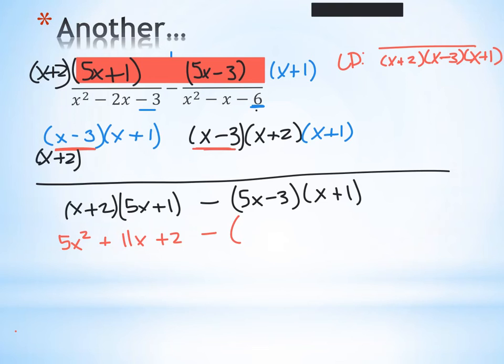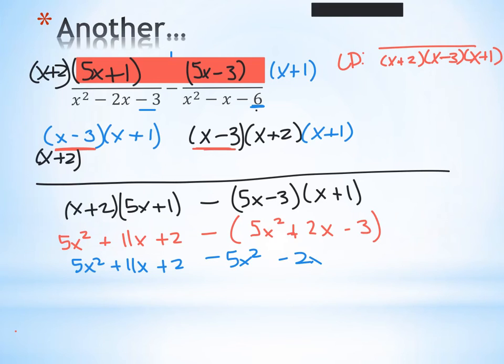Now remember, because I'm subtracting, I'm going to have to distribute that subtraction. So that's going to give me 5x squared plus 2x plus 5, and then minus 3. And so now I'm going to go ahead and distribute that subtraction, and I get 5x squared plus 11x plus 2 minus 5x squared minus 2x, and then plus 3. So now I can go with my next step, where I'm just going to combine like terms. And so that gives me, this cancels this, and that gives me 9x plus 5.